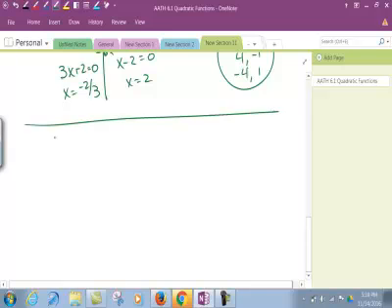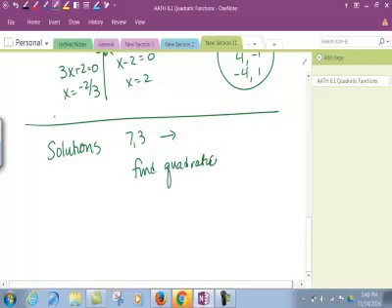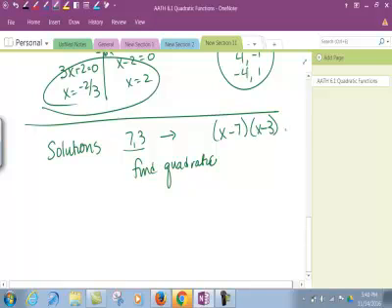Sometimes we work backwards, so let's try this one. If I tell you the solutions to a quadratic are 7 and 3, your job is to find the quadratic. Okay, and so what you would do is you would do this procedure backwards and say if the solutions are 7 and 3, then I know the factors are x minus 7 and x minus 3. Okay, does that make sense? If the factors are x minus 7 and x minus 3, the solutions are 7 and 3.